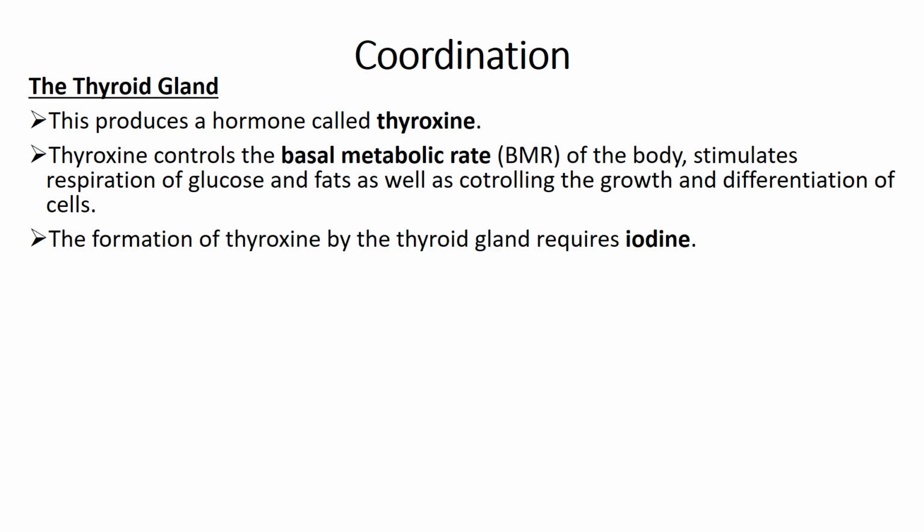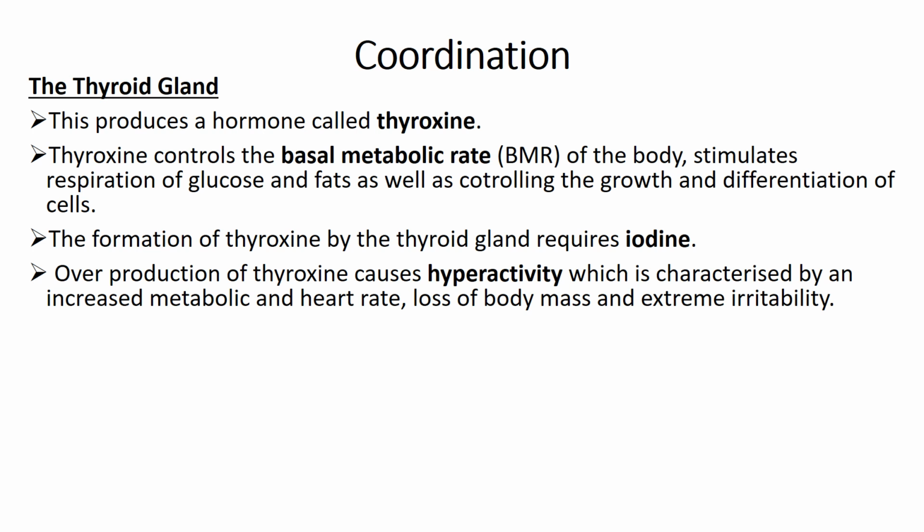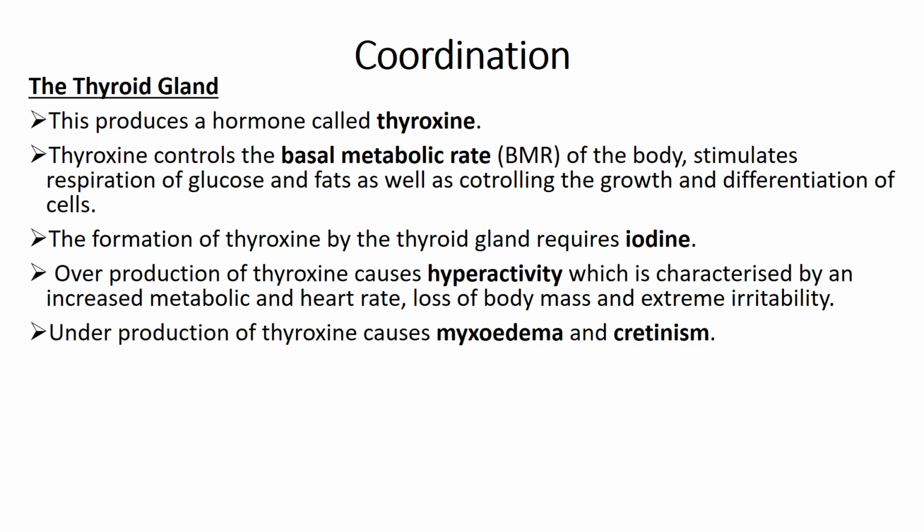The formation of thyroxine by the thyroid gland requires iodine. When we were doing nutrition, we talked about how iodine is connected to a disease called goiter. So we're going to go just a bit to understand how. Overproduction of thyroxine causes hyperactivity, which is characterized by an increased metabolic rate and heart rate, loss of body mass, and extreme irritability. Well, underproduction of thyroxine causes myxedema and cretinism.